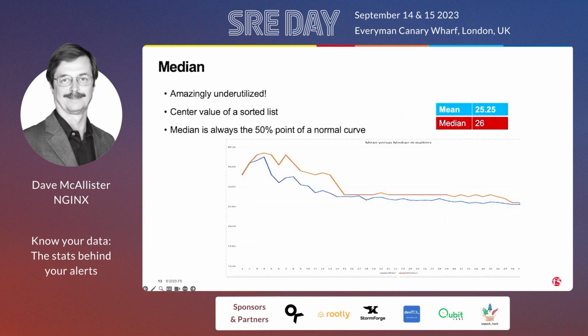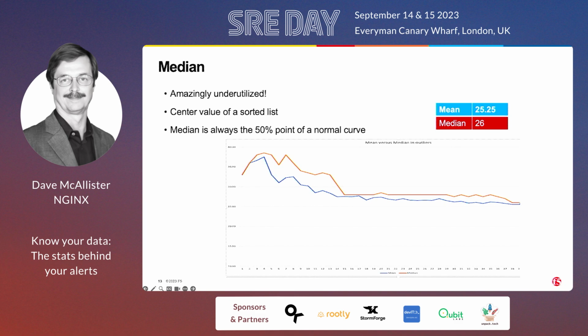So, median. Incredibly underused. And this, by the way, is the topic that caused this talk to come into being, was a discussion around median structures. It's the center value of a sorted list. Again, sort your list, take the center value. You're done. And unlike the arithmetic mean, the median is always the 50% point in a normal curve. Most things do wrap out to normal curves. And what happens, though, is that they tend to track themselves, and after they stabilize down, you'll notice they're actually pretty close. Here's where it becomes interesting.